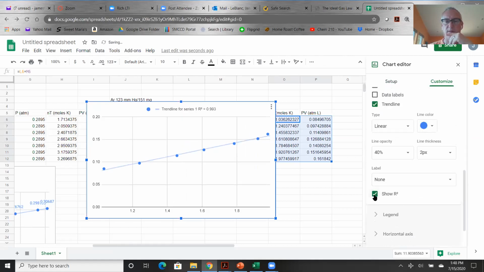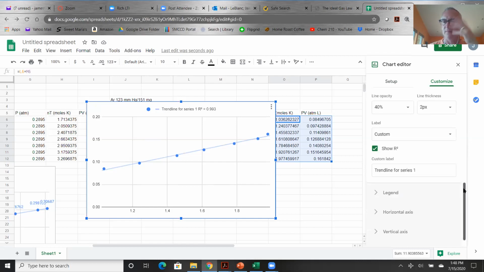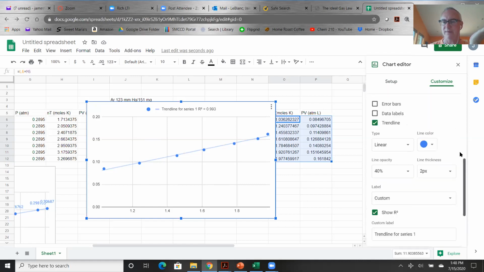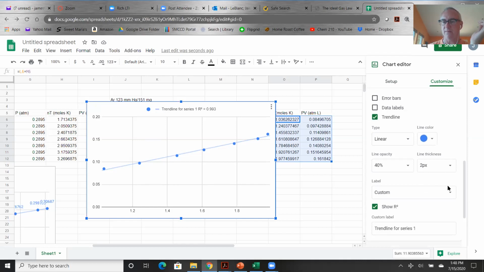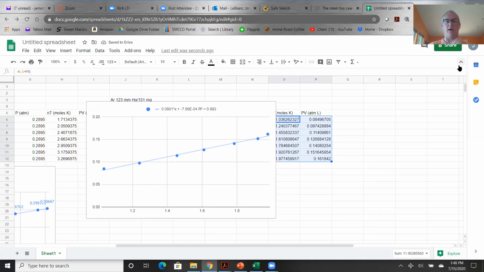Show the R squared. Oh, we got a point off the line here a little bit. Interesting. And where did the label go? That's right, label. Thank you. Use equation. Ooh, nice.